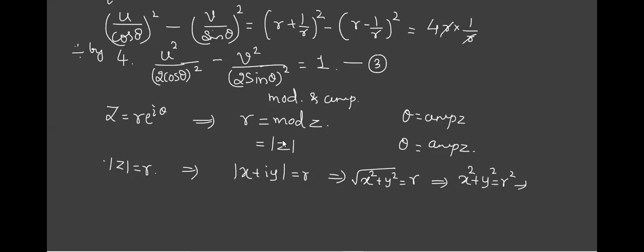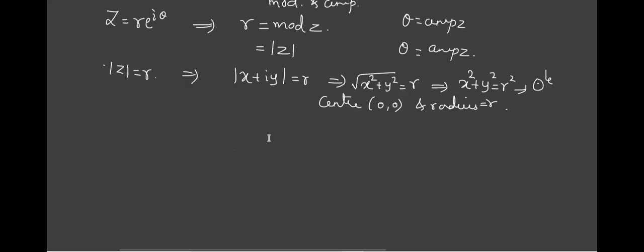Can anybody tell me what this is? It is a circle. What are the properties? Center at origin, and radius is r. Now, for a circle, is the radius constant or a variable quantity for any particular circle you take? Ma'am, constant. It is always constant.